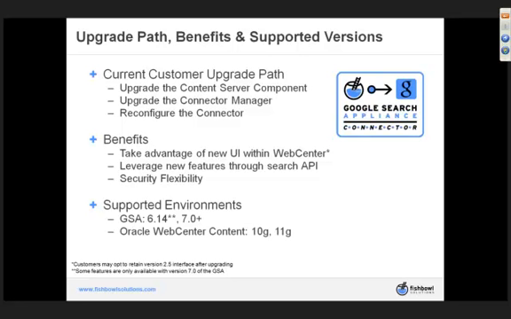So for those of you who already have the connector and you're going to be upgrading from version 2 or version 2.5, this is what the upgrade path would look like. It's really contacting Fishbowl Solutions, contacting support, and we can get you a new license of the 3.0 connector. And then what you're going to do is update the content server component, update the connector manager, and then reconfigure the connector in the GSA. And once you do that, you're going to be able to start taking advantage of some of the features we showed. So using the new UI.